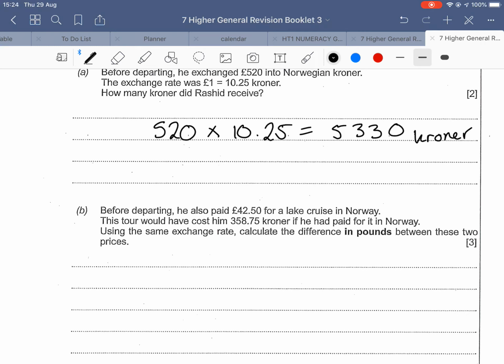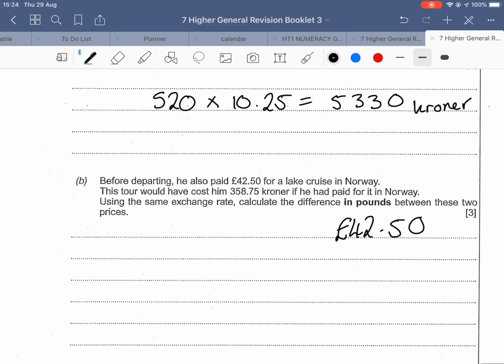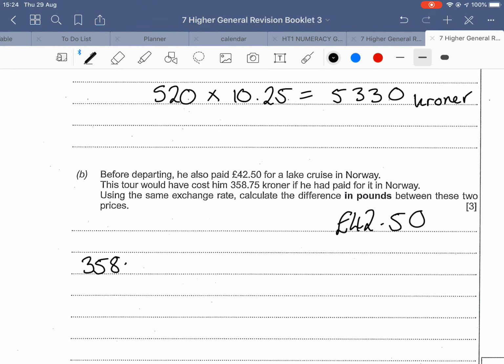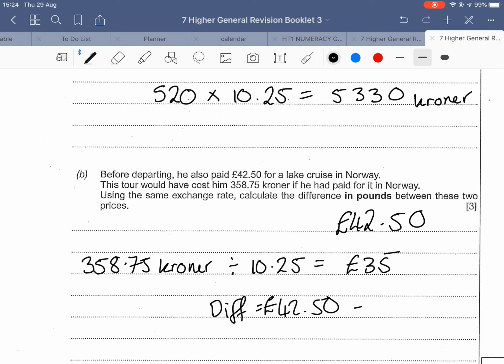So you want to convert them both into pounds. So we've got our £42.50. We just need to change 358.75 krona back into pounds. Remember, different currency, back into pounds, we divide by the exchange rate. So divide by 10.25, and I get £35. So the difference is going to be £42.50 take away £35. So it would have been £7. Did he buy it in pounds?